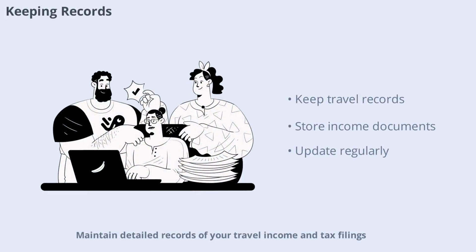Maintain detailed records of your travel, income, and tax filings. Good record keeping helps you prove your residential status if questioned by tax authorities. Store all documents securely and update them regularly.